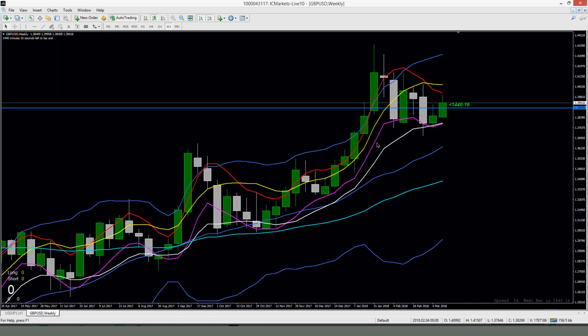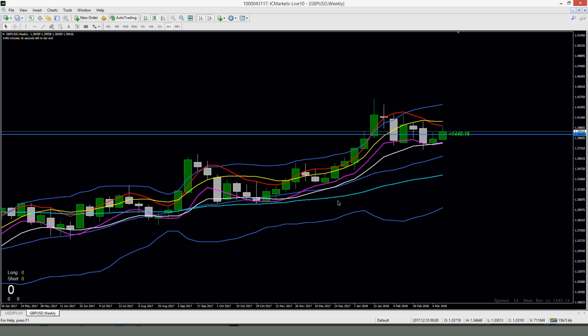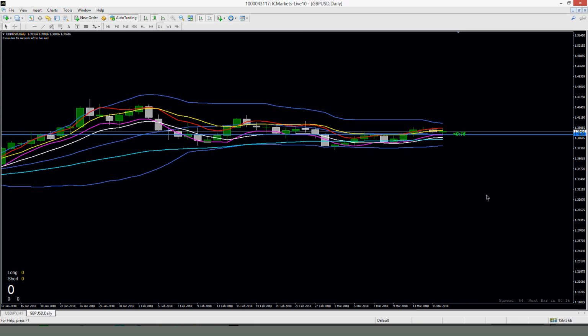Okay. So when we go to weekly, obviously we have indications of zero loss buy, because MA50 is below BB, and we have CSM buy over here. So it has a potential of re-entry buy as well.